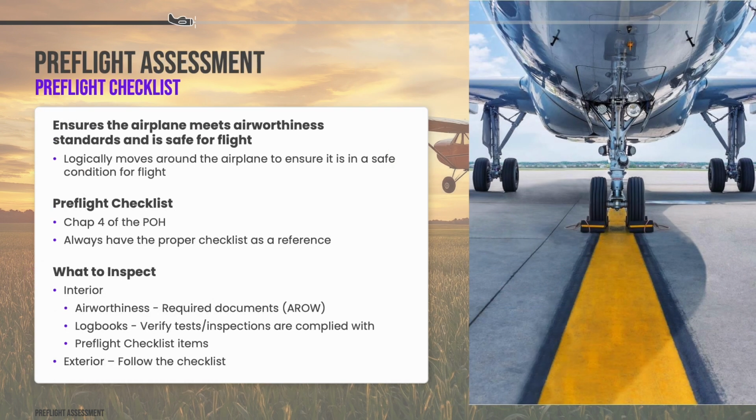So the pre-flight checklist, everything in aviation is checklists. We're going to use our checklists, okay? It just ensures the airplane meets airworthiness standards and is safe for flight. Logically, it moves around the airplane to ensure it is in a safe condition for flight. And we do it in a specific order, and one airplane might be different than the other, but we will use the checklist and go through everything on that. So the pre-flight checklist is going to be found in Chapter 4 of the Pilot's Operating Handbook, and always have the proper checklist with you as a reference.